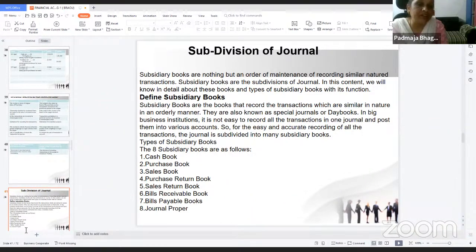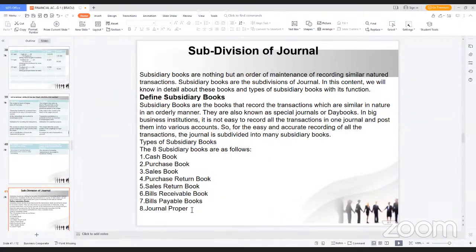So here we have the 8 subsidiary books: cash book, purchase book, sales book, purchase returns, sales returns, bills receivable, bills payable, and journal proper. These are the subsidiary books, a subdivision into many subsidiary books. Got my point?